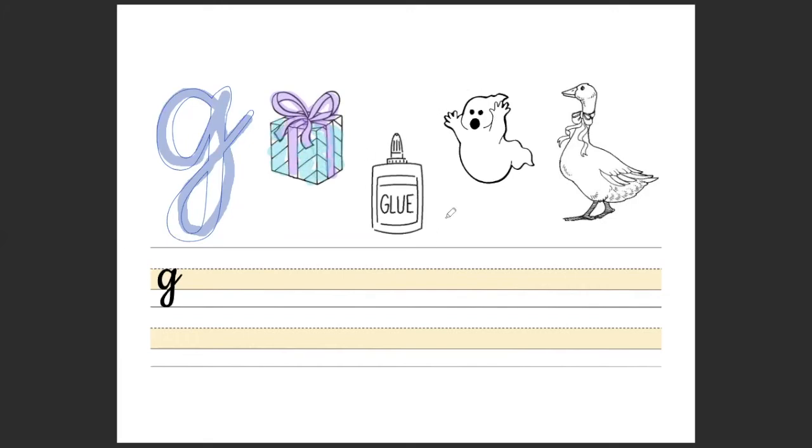The next object is something really sticky. We use it to stick lots of different things together. Can you tell me what it is? If you said glue, you're correct. A lot of times we use glue sticks in the classroom, but sometimes we use glue that looks like this.